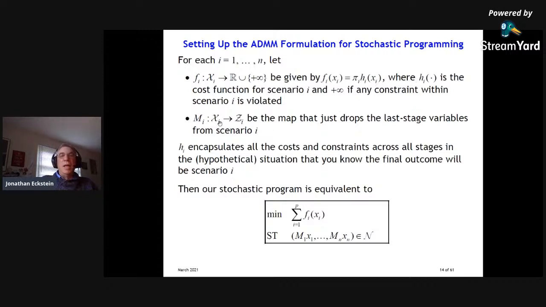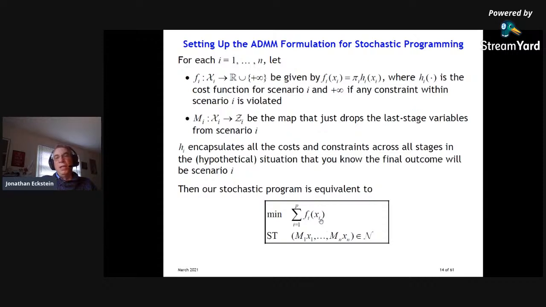And then M_i is the map from x_i to z_i. That just drops the last stage variables, so that's a linear map. So f_i basically encapsulates all the costs and constraints across all stages in this hypothetical situation where I know at the beginning that I'm going to end up in scenario i. And then the stochastic program becomes equivalent to this thing.